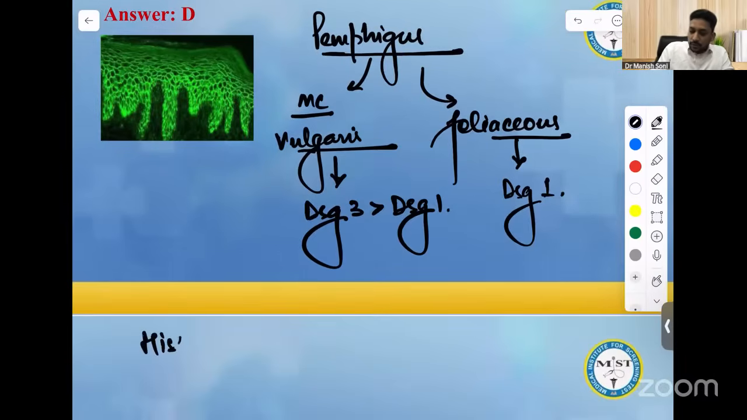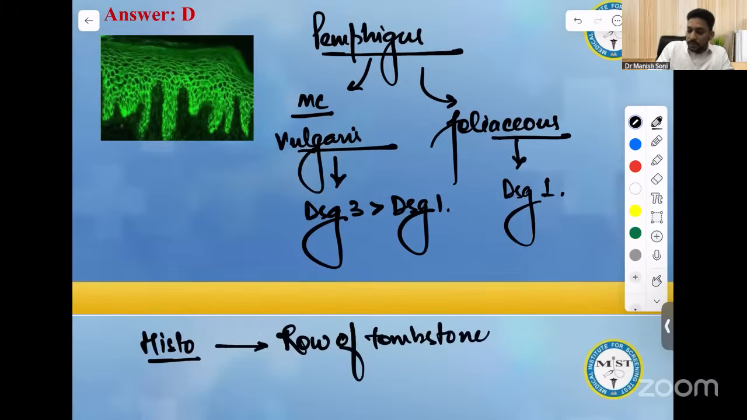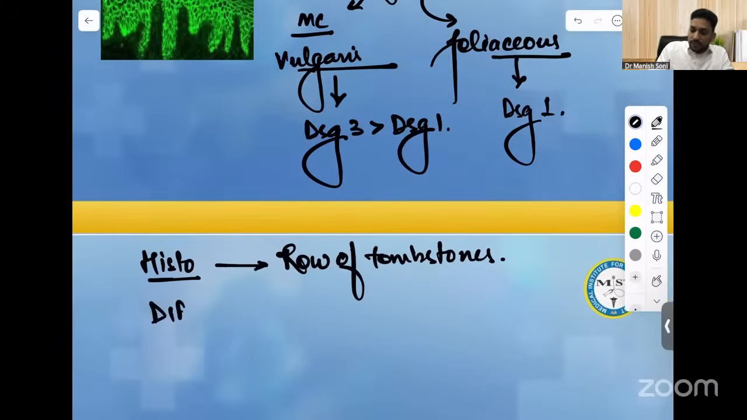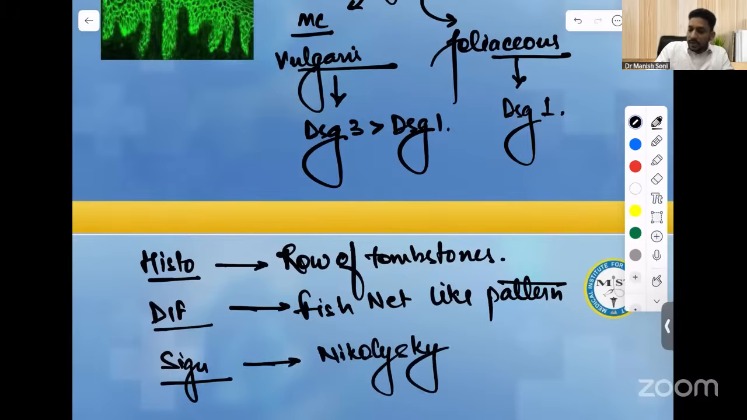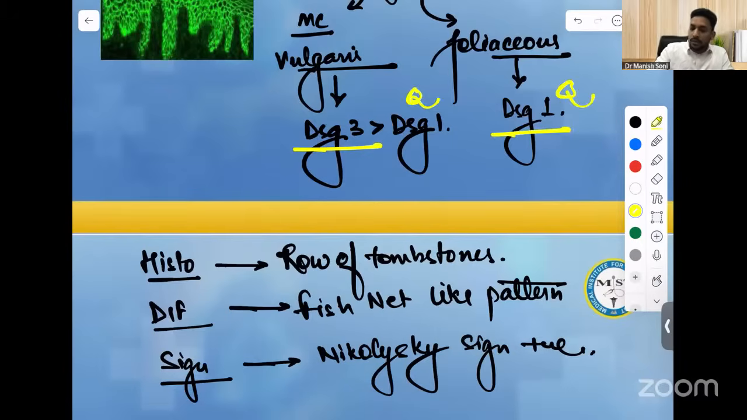If you do histology, a row of tombstones appearance is seen. If you do DIF, a fishnet-like pattern is seen, and clinically Nikolsky sign is positive. So row of tombstones appearance, fishnet-like pattern, Nikolsky sign is positive.